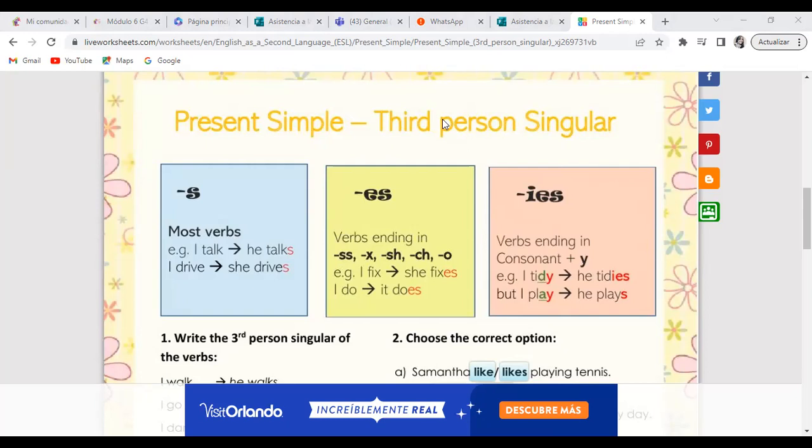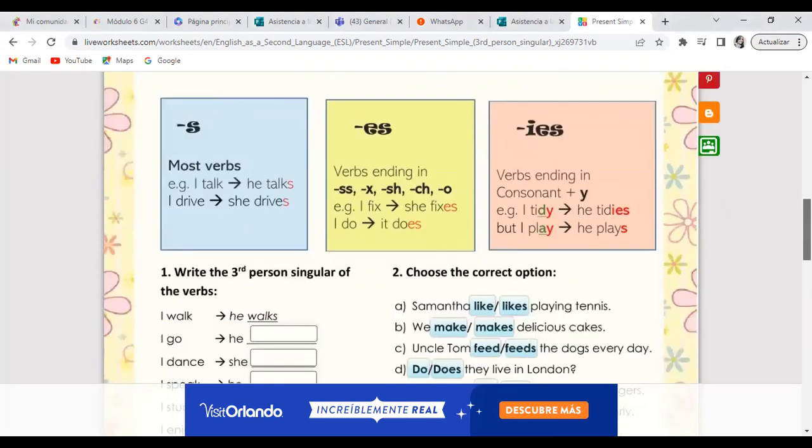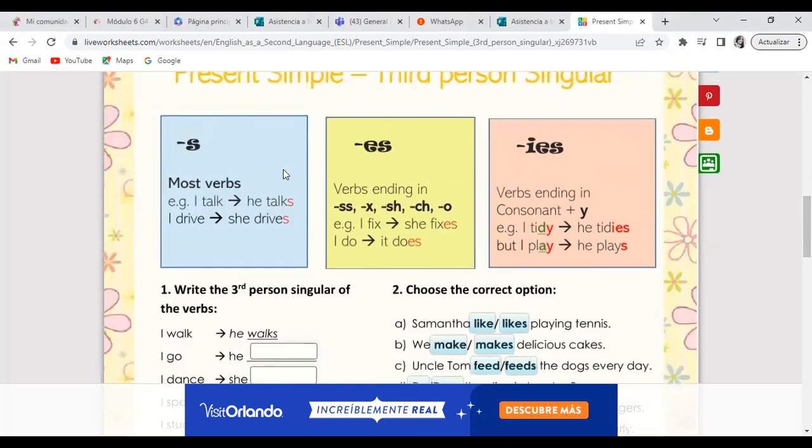What is the third person of singular? He, she, or it. Remember that these rules are only for present simple affirmative when we conjugate verbs in present simple with he, she, or it. What are these rules? Well, the first is, most of the verbs, when we conjugate a verb in present simple with he, she, or it, have an S at the end. For example, he talks, she drives.